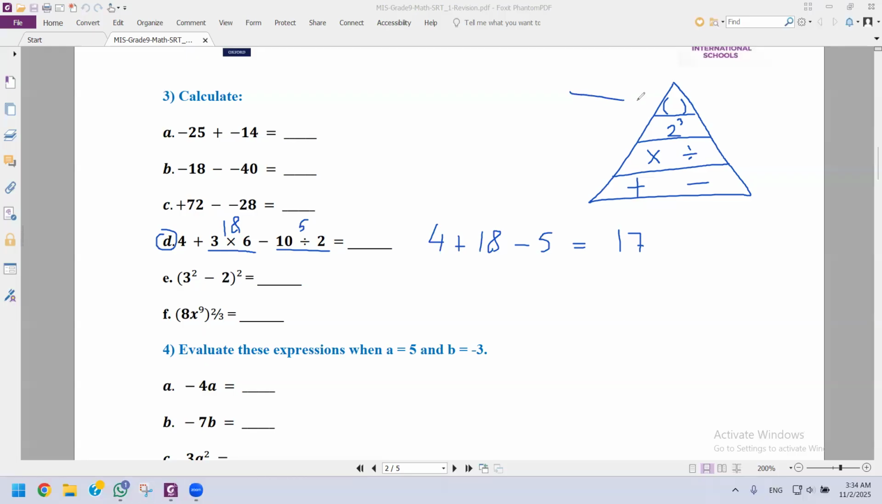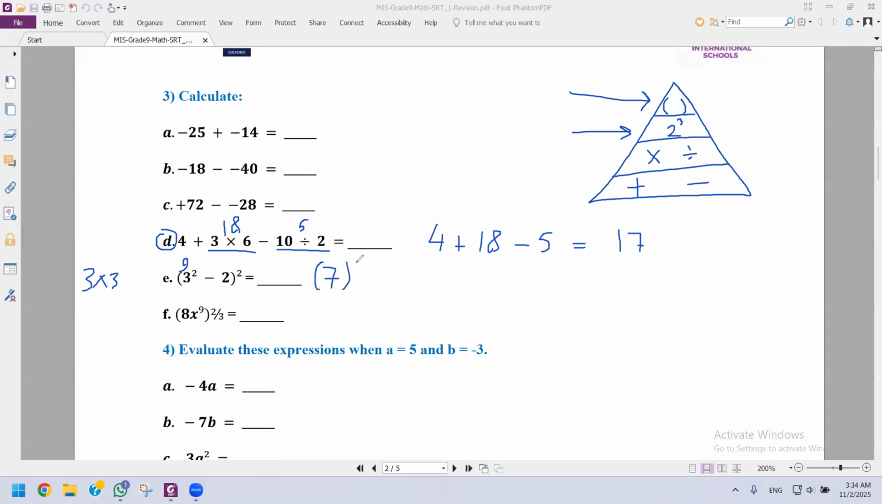Where do I look at first? The bracket. So let's solve first inside the bracket. What do I have inside the bracket? I have subtraction and power. Which one do I do? I do power. 3 power 2. Please, it's not 6, okay? It's not 3 times 2. 3 power 2 means 3 times 3, which is 9. So 9 minus 2 is 7.